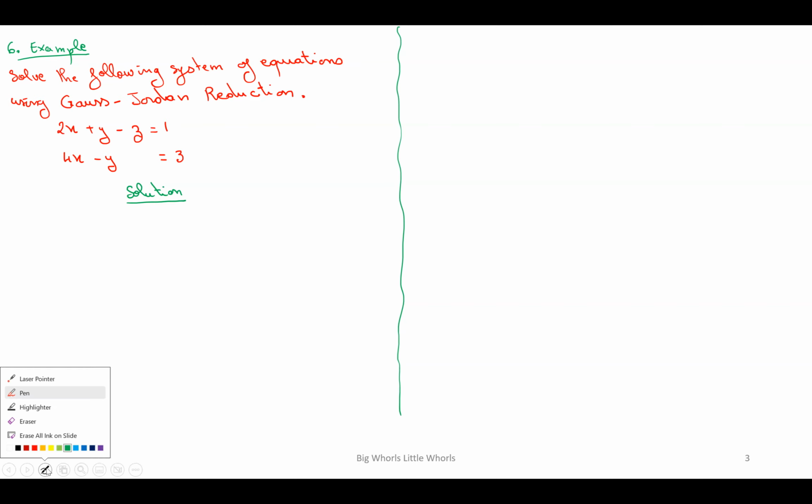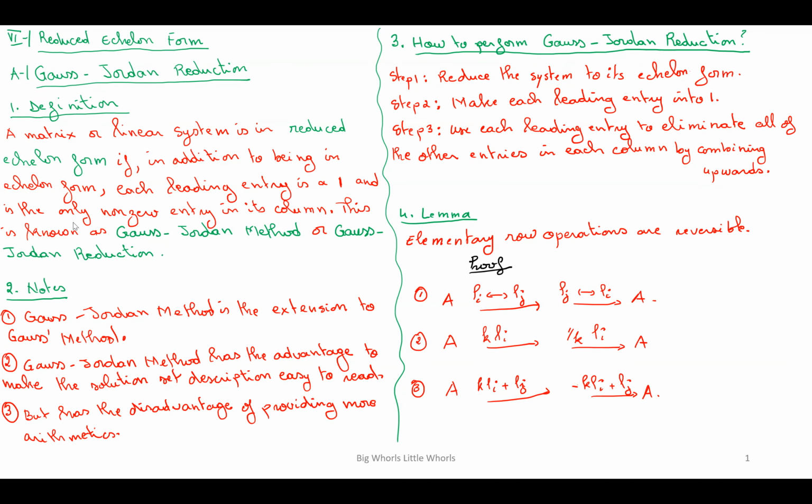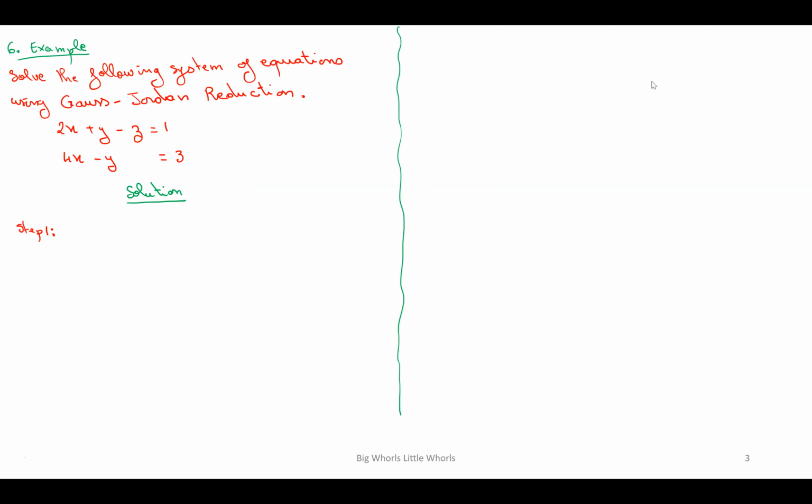Okay, so how do we do that? First of all, let's write the system as an augmented matrix. Okay, so step 1, if you recall from the lecture, how do we perform Gauss-Jordan reduction? Step number 1, we reduce the system to its echelon form. Okay, so let's do that. Maybe let me change color.